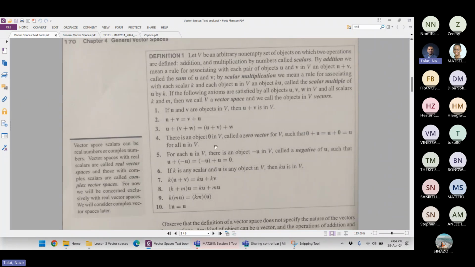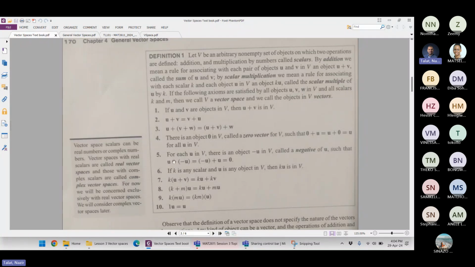And furthermore, in that set V, there is one nice property that there must be a zero element in V, which is called a zero vector, such that 0 plus u is the same as u plus 0, which equals u. This property holds for all elements u in V. If in a set you don't have a zero or identity element, such that whenever you add it the element stays the same, then this set will not be a vector space. So the zero element must be part of that vector space.